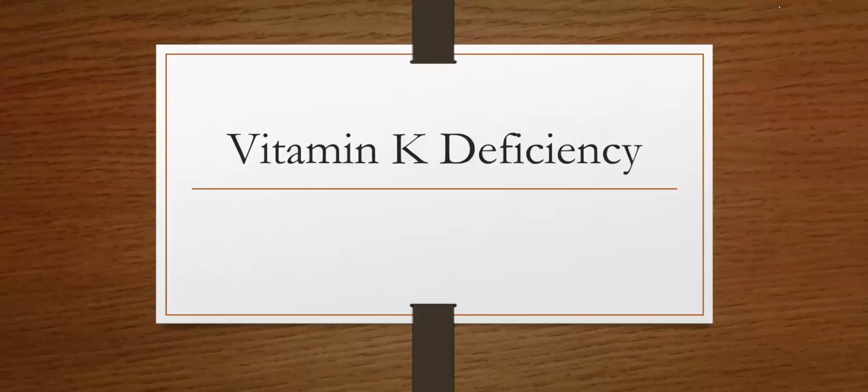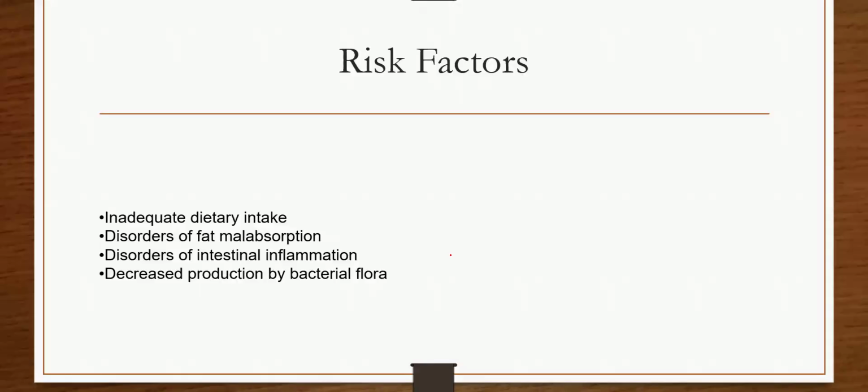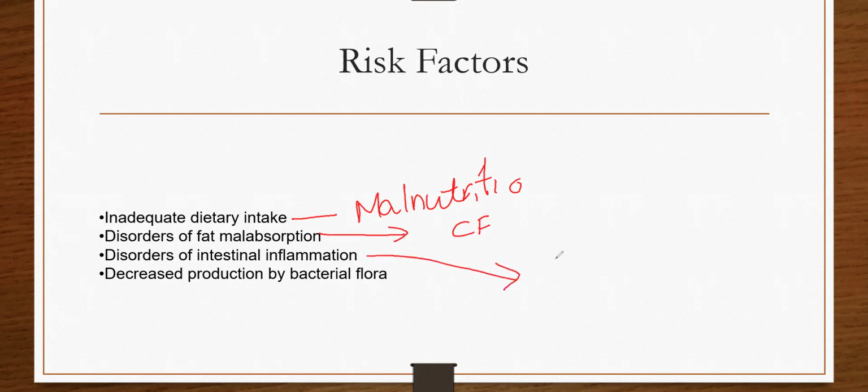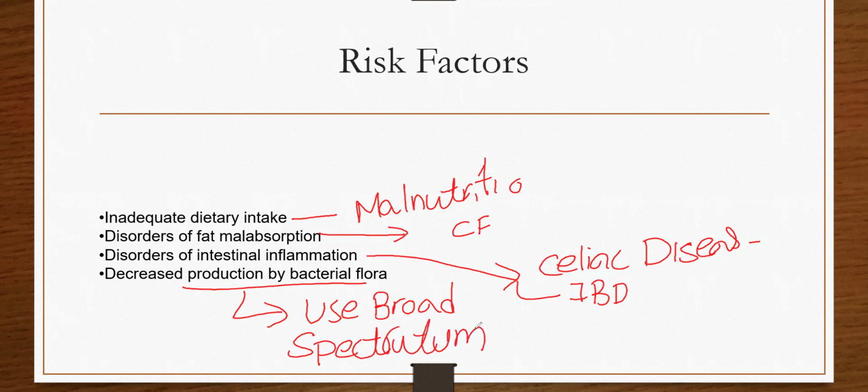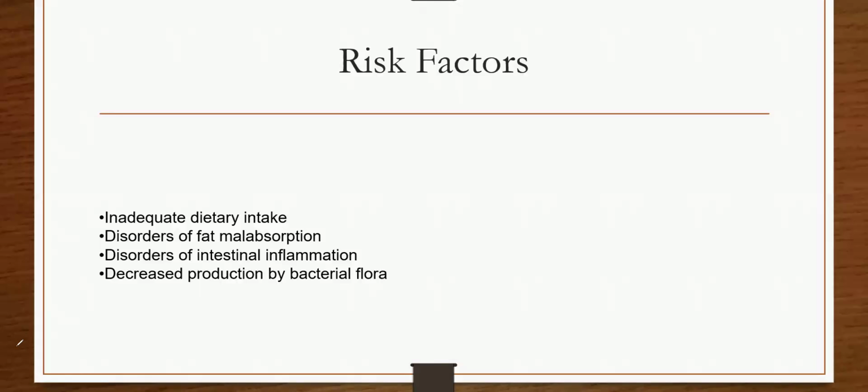So now I'm going to discuss vitamin K deficiency. For vitamin K deficiency there are certain risk factors: inadequate dietary intake, meaning malnutrition; disorders of fat malabsorption, that is cystic fibrosis; disorders of intestinal inflammation, that is celiac disease and IBD. Then decreased production by the bacterial flora due to use of broad spectrum antibiotics. Use of broad spectrum antibiotics leads to decreased production of vitamin K by certain bacteria.